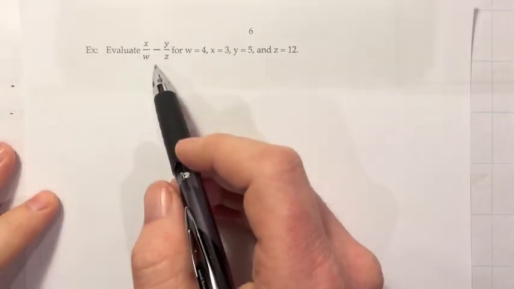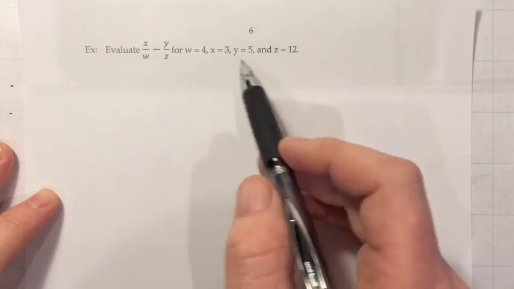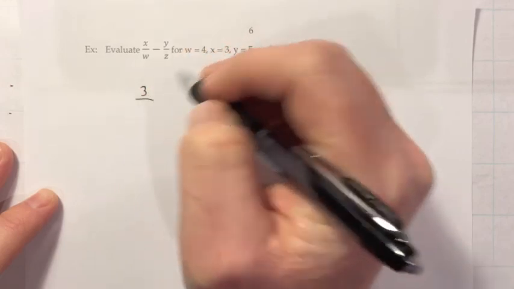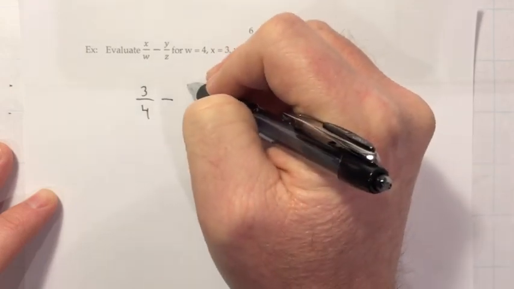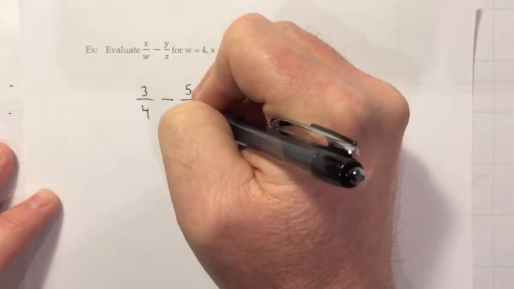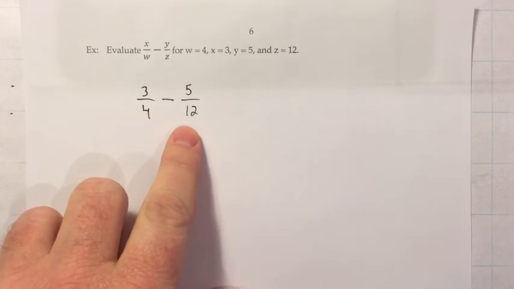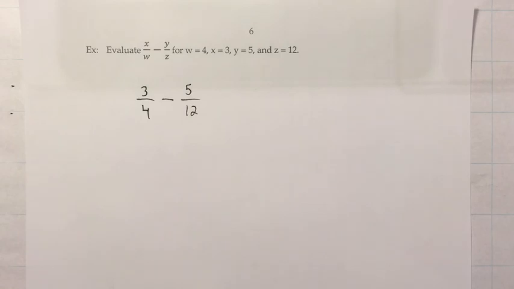Anytime they ask you to evaluate an expression, that's something you can only do if they give you the values of the variables, and you just need to substitute those values in and then simplify from there. So x, they said, is 3 over w, which they're telling us is 4, minus y, which they say is 5, divided by z, which they say is 12. And now we just have an expression to simplify, and it's a subtraction of fractions. They don't have a common denominator, so we'd want to think about what is the common denominator. 4 goes into 12. Anytime one denominator goes into the other, that bigger number would be your least common denominator.